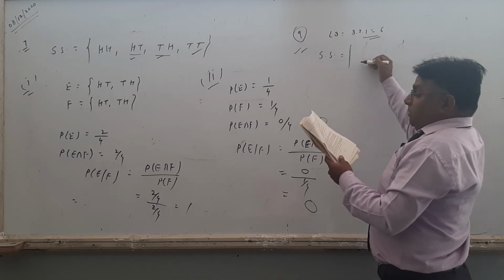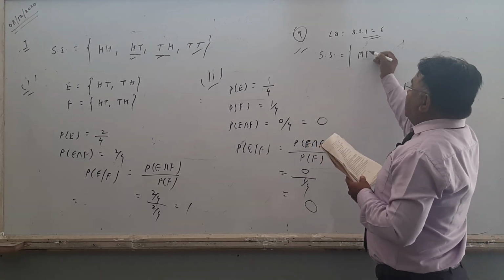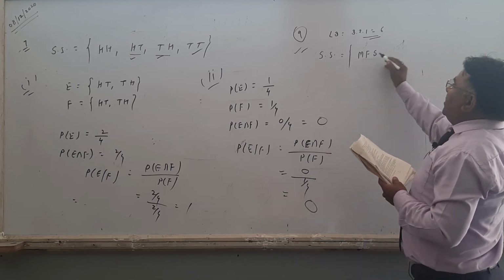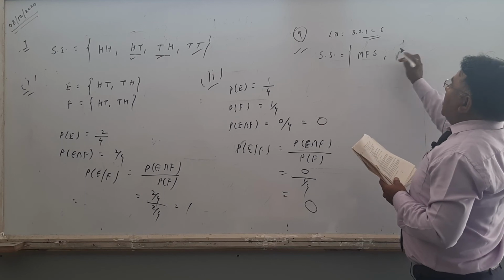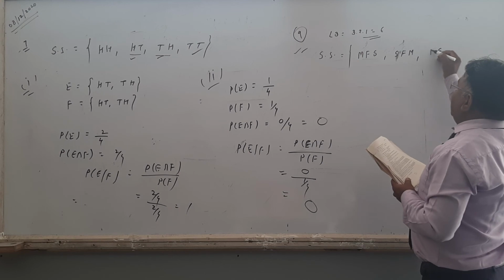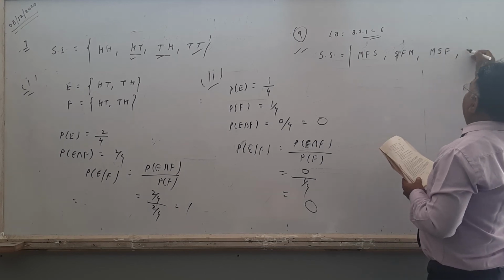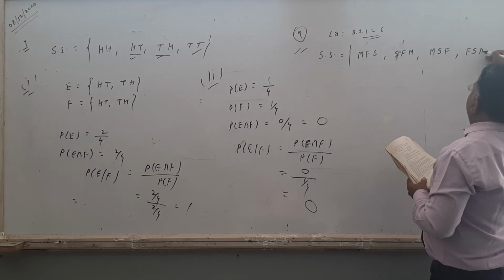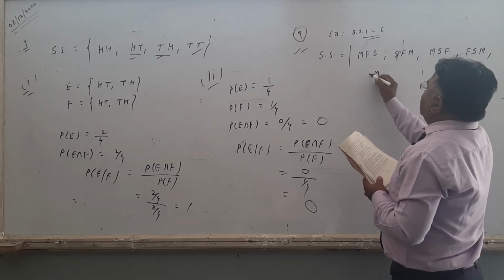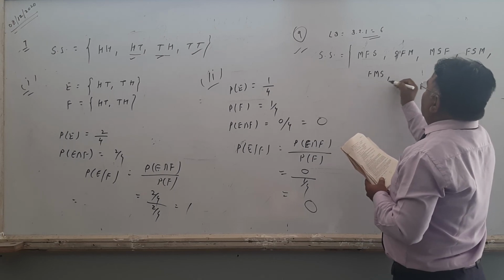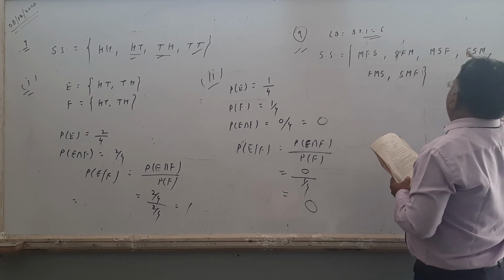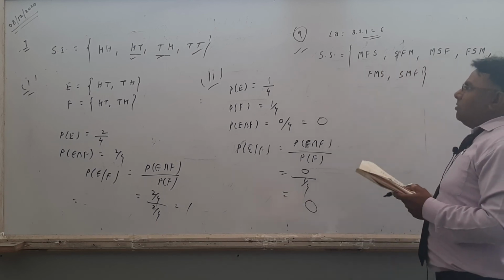Now the sample space. Mother, father and son. Suppose father is in the middle. There are two cases: mother, father, son, or son, father, mother. Now if the son is in the middle, then mother, son, father and father, son, mother. Next, if mother is in the middle, then father, mother, son and son, mother, father. So 1, 2, 3, 4, 5, 6. There are 6 total possible outcomes.